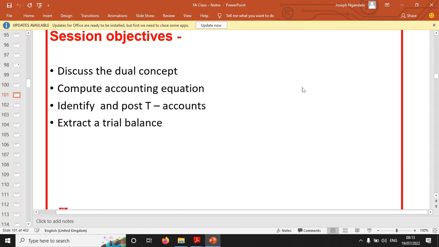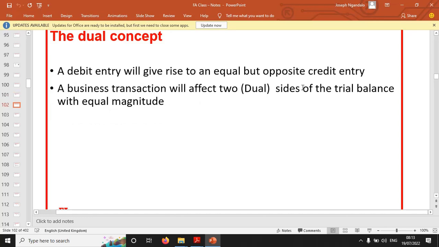You don't have to write this. I'm going to look at the concept that we could have learned some time back, the dual concept. We're going to at least talk about how to deal with the accounting equation, identifying and posting accounts, and of course how to extract a trial balance. So let's begin with the dual concept. I'll just be making some brief points, and of course you can be taking down some points. This particular lecture is going to be shared on our WhatsApp platform.